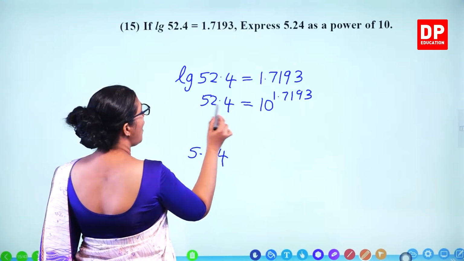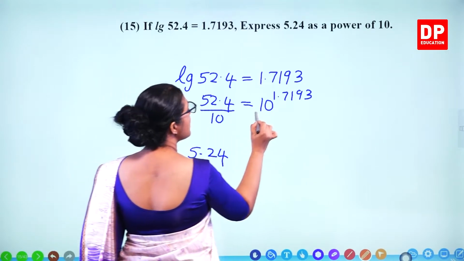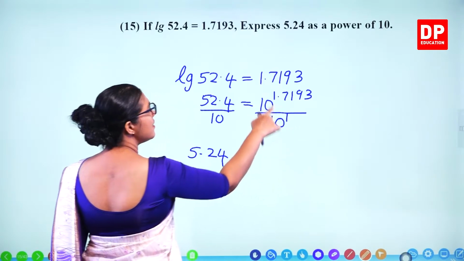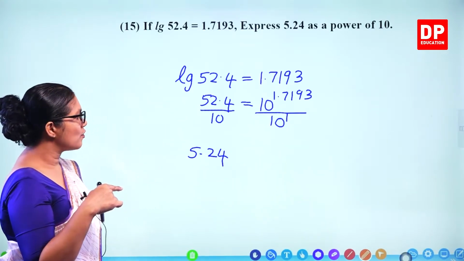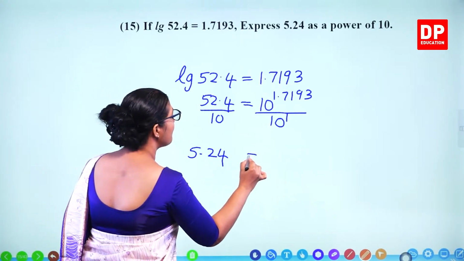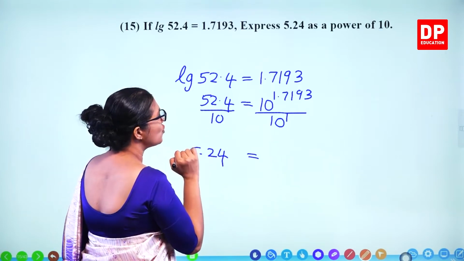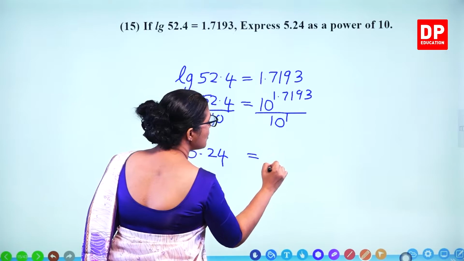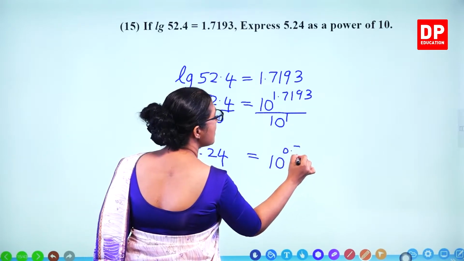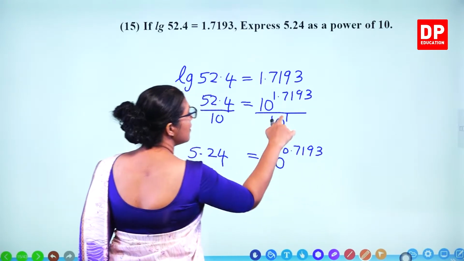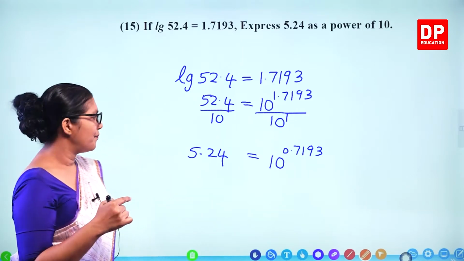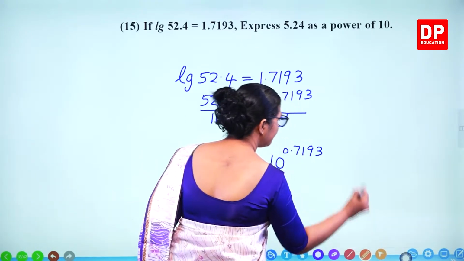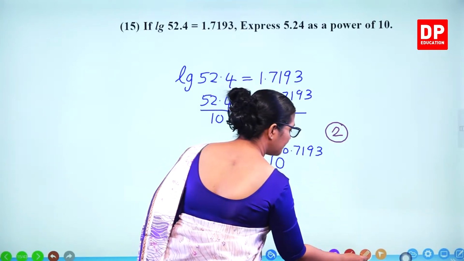So when you divide this by 10, both sides, so that means power 1, you need to subtract. So what's the value you get? So this becomes 5.24, this becomes 1 and 1, 0. So 10 to the power 0.7193. 1 gets cancelled out. So that's the answer. 2 marks.